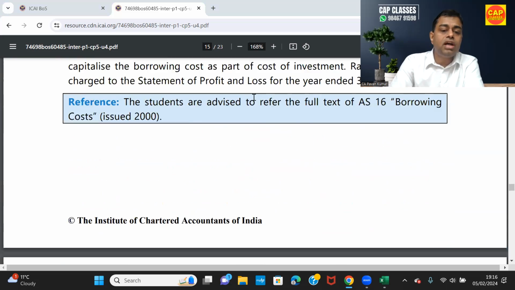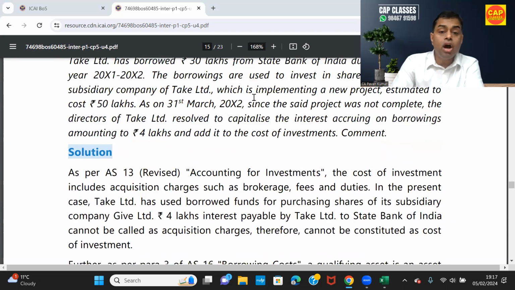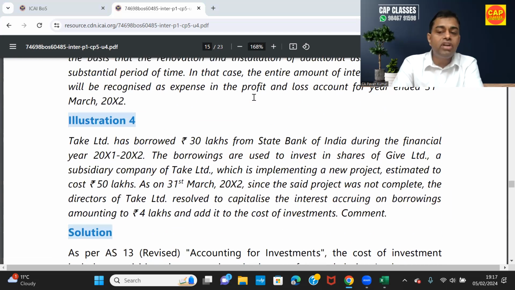Now, last question. After question number 4, we are done with whole Accounting Standard 16. Then there might be some questions in test paper practice that you can do later. Question number 4 is very, very important. Again, a CA final question. Devika, can you read this question, please?